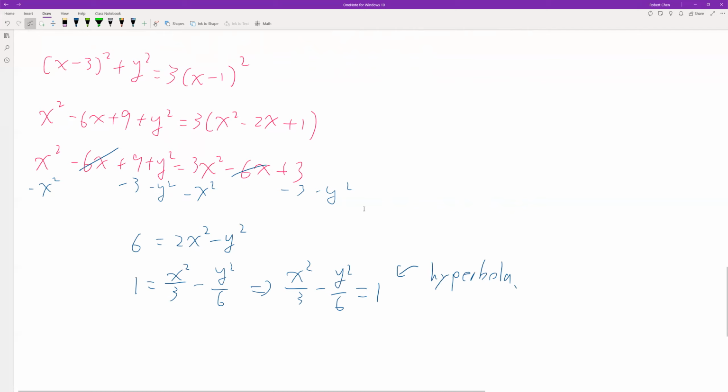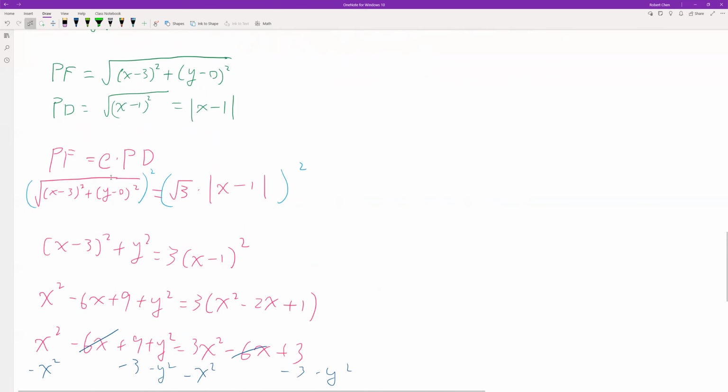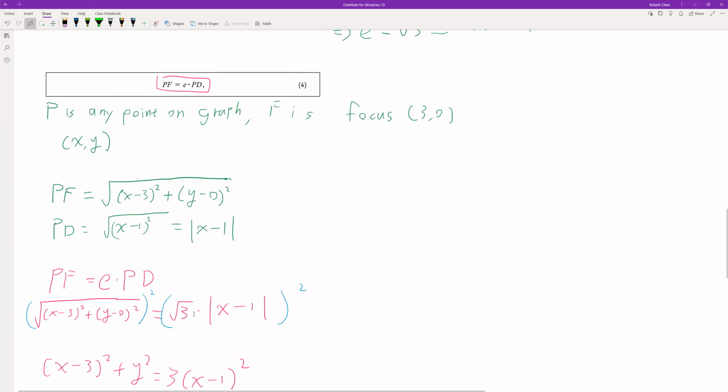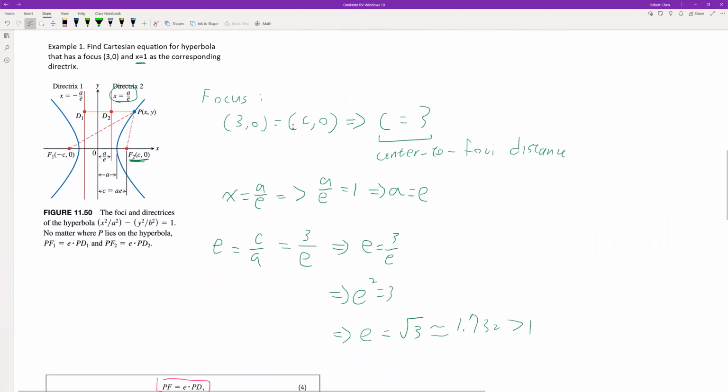Okay, and that's it. We can use the idea of PF equal to E times PD to find the equation for either an ellipse, hyperbola, or parabola. And all we need is how to find this distance and identify what the eccentricity is by doing what we did above. Given the focus and the directrix, we can find out what the eccentricity is.